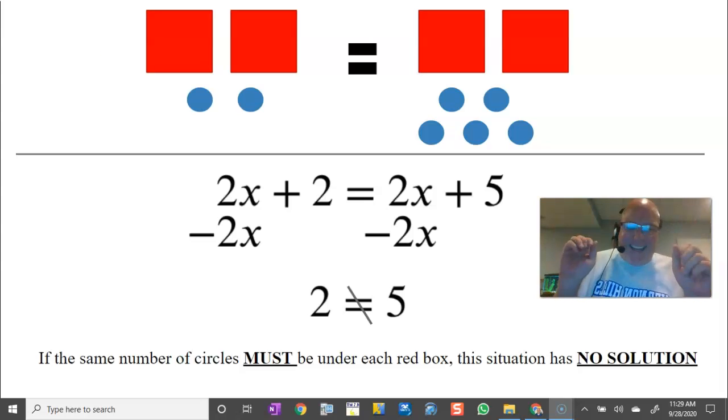Or in other words, I can never get this situation to have the same number of circles on each side. And you can try any number that you want, but you're not going to make this work. And sometimes that happens in the world of equations. Things just don't work out. So I say that this equation has no solution.